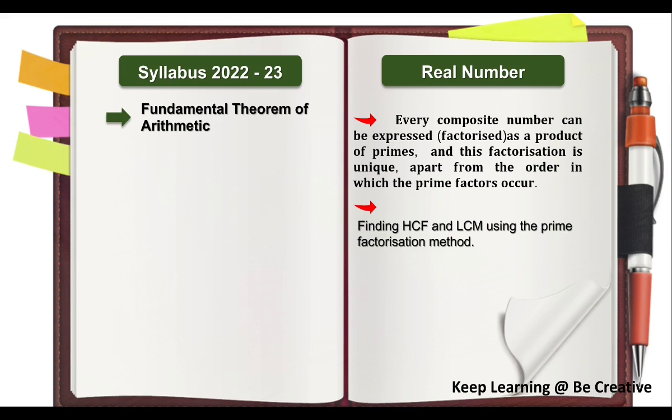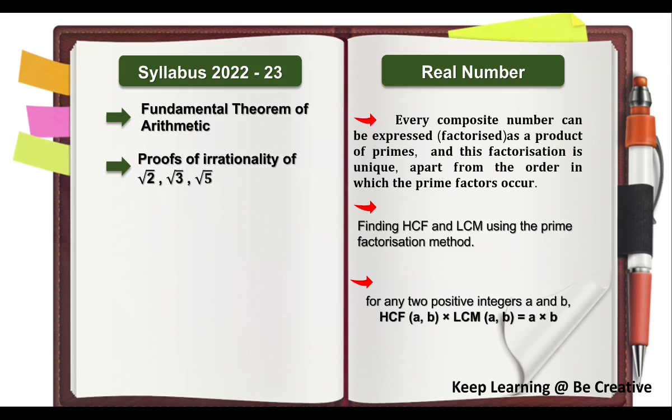Also, you should have a good practice of finding HCF and LCM using the prime factorization method. The formula which states that HCF of two numbers into LCM of two numbers is equal to the product of the two numbers is also very important because questions can be framed on this formula as well. The next topic which you should definitely practice for writing is proof of irrationality of numbers.